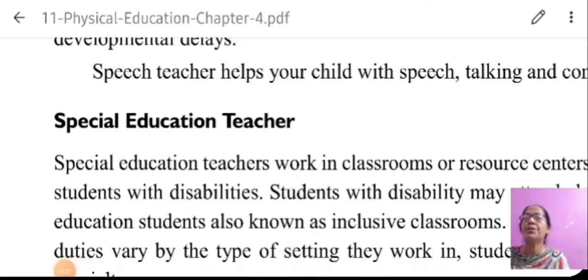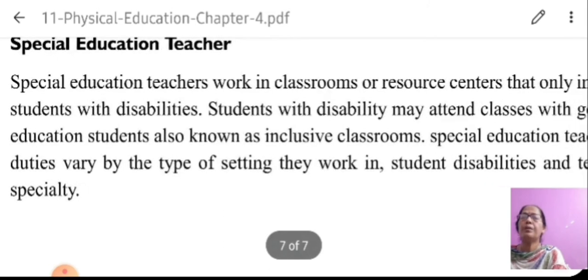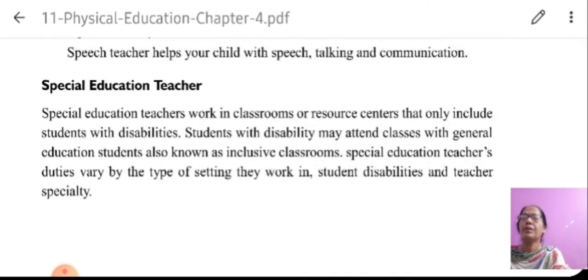Special education teacher. Special education teachers work in classrooms or resource centers. Students with disabilities may attend classes with general education students, also known as inclusive classrooms. Special education teachers' duties vary by the type of setting. They also work according to student disability and teacher speciality.